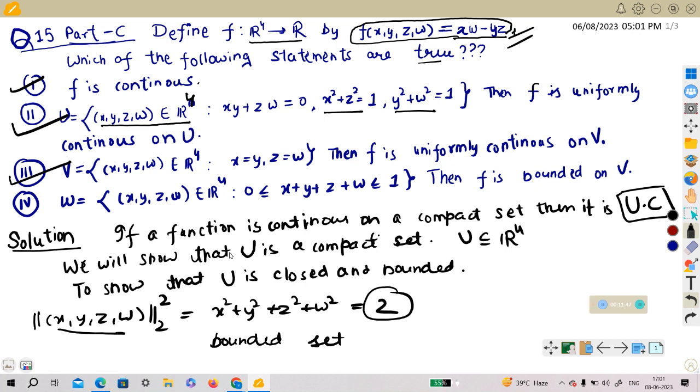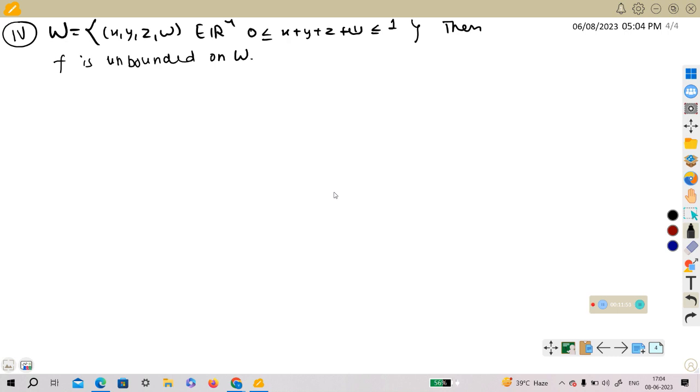Now we get into the fourth part. Here W is the set of elements x, y, z, w belonging to R4 such that x plus y plus z plus w lies from 0 to 1. Then f is bounded on W. This is what we need to show. We are interested in whether it is bounded on W or not.